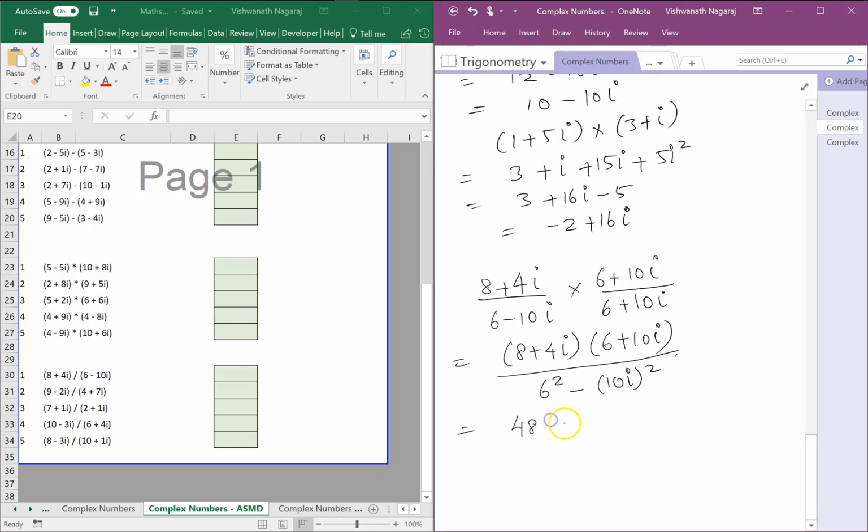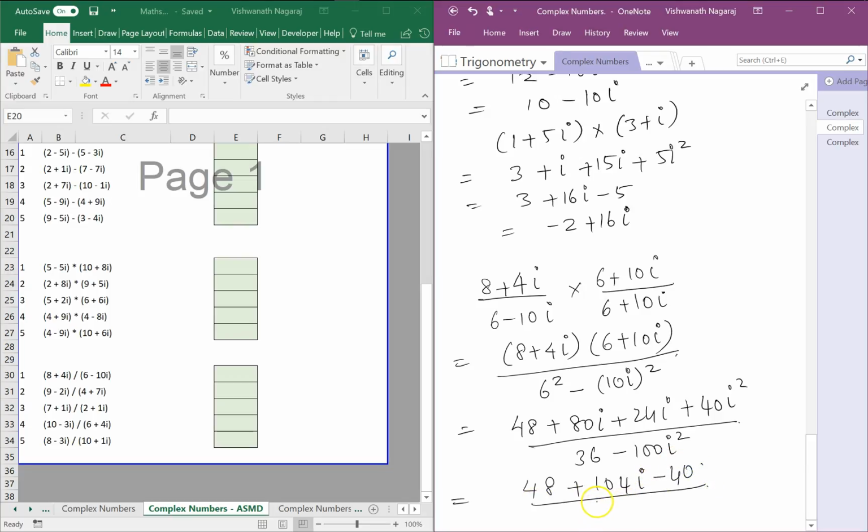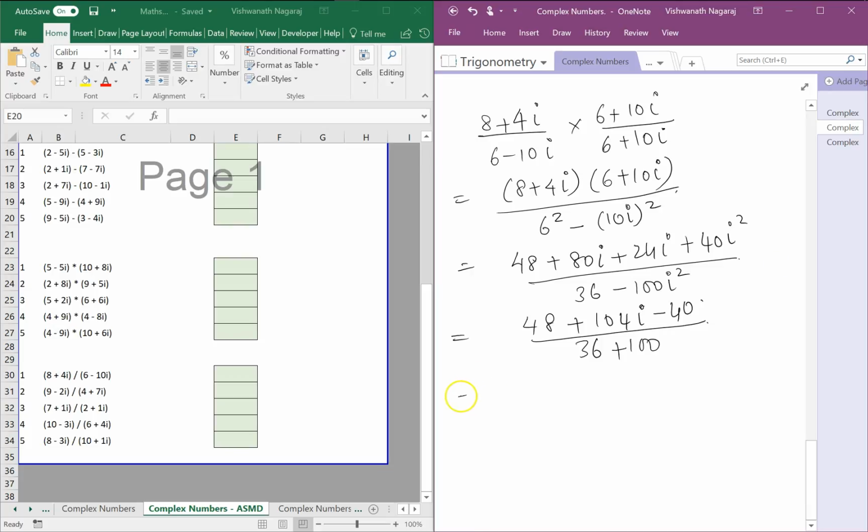6 8s are 48 plus 80i plus 24i plus 40i square divided by 36 minus 100i square. 48 plus 104i minus 40 divided by 36 plus 100. 48 minus 40 is 8 plus 104i.